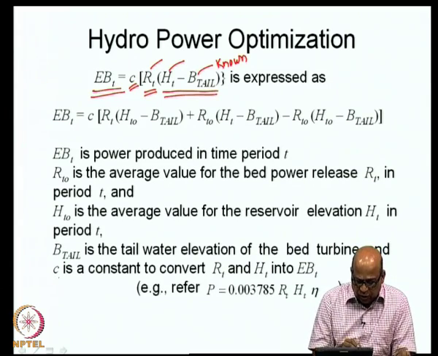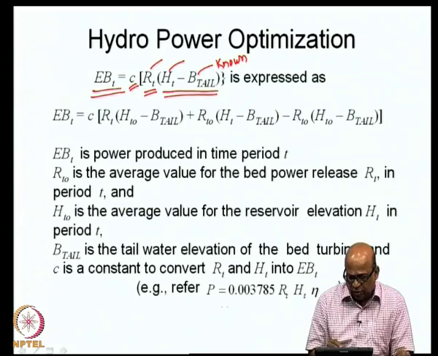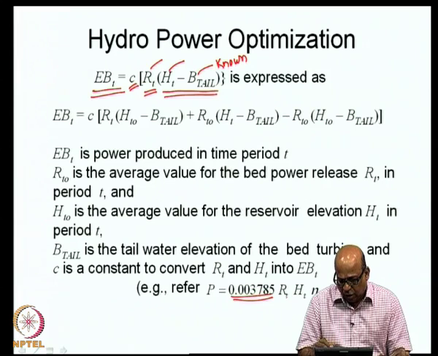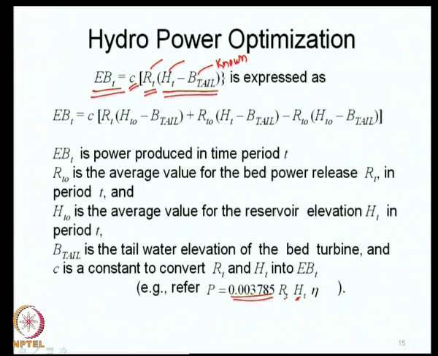So, the constant here is, you can refer to our earlier lecture where we got something like this, P is equal to some number like this, RT into HT, which is the net head, into the efficiency. So, efficiency and all of these can come into this constant here C. So, the constant C here is a constant to convert RT and HT into EBT, that is the power produced. That can be determined based on your specific case study.